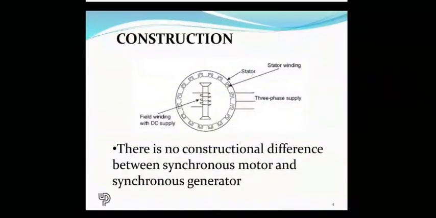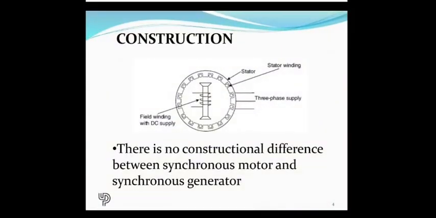Construction is quite similar to that of a synchronous generator. You have three-phase windings on the stator. You have rotating poles on the rotor. These poles can be salient or they can be non-salient. You need to supply DC current to the poles to make them produce much larger flux.